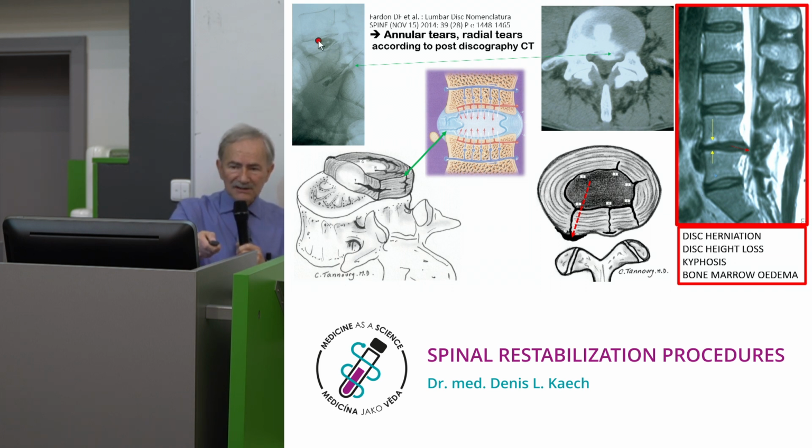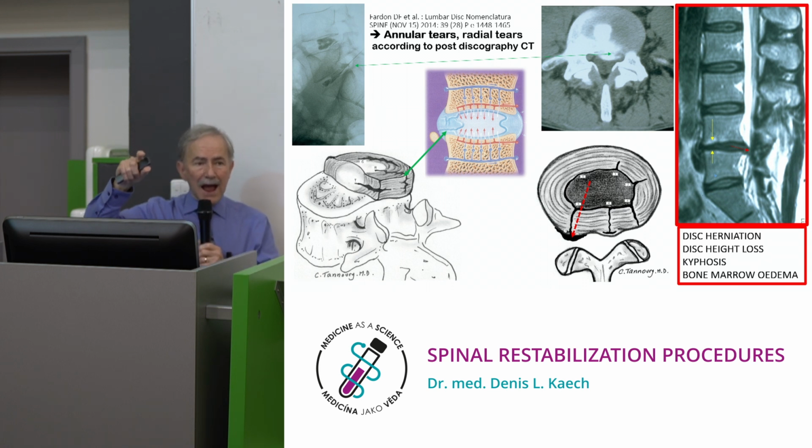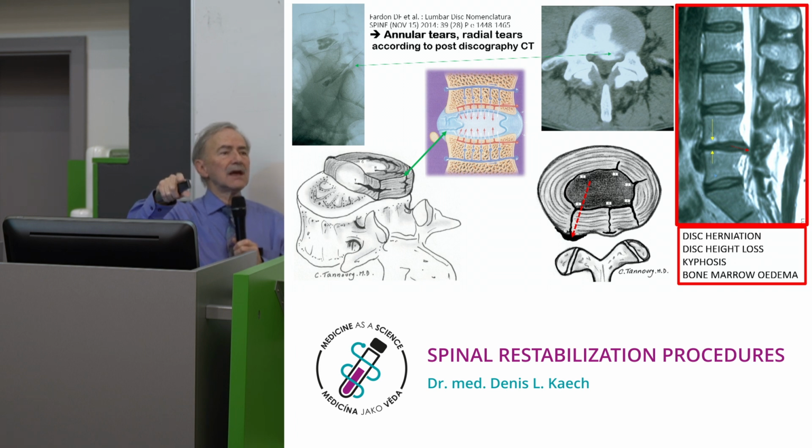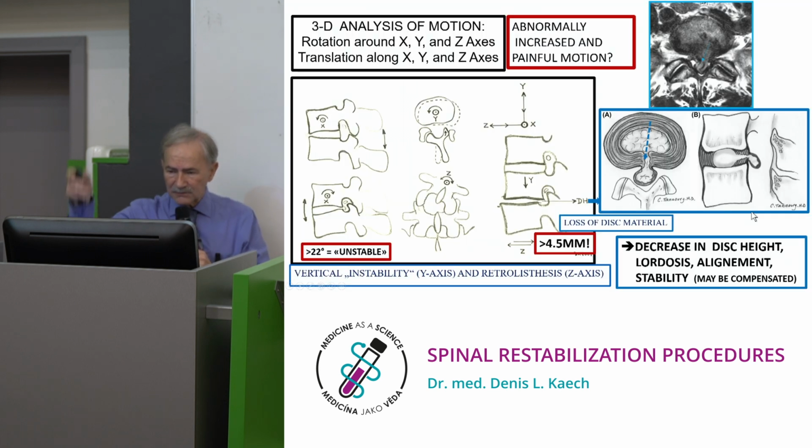This is an old example of a discography. They've been injecting the disc. This disc is continent, is okay. But this one, the contrast medium goes out. If you do a post-discography CT scan, you see contrast medium here. It may hurt the nerve. Discography has been abandoned as you have a little risk of infection and a little risk to start degeneration of the disc by injecting a hurting disc, which is okay. MRI again, pointing at that: disc height loss, disc herniation, kyphosis instead of lordosis. It's the start of degenerative problems.